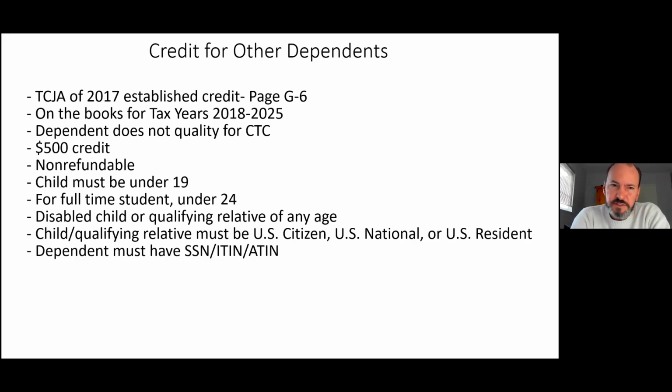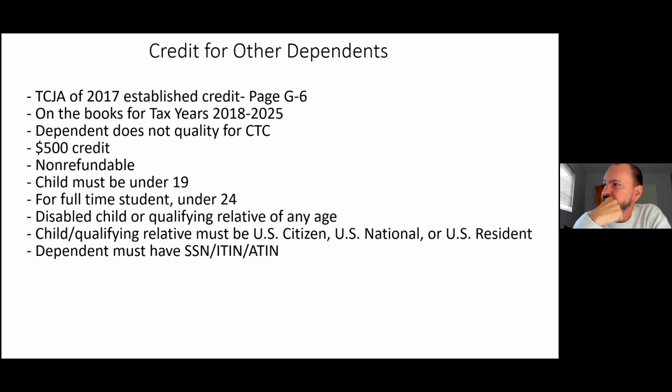You might remember this. This came out with the Tax Cuts and Jobs Act of 2017. And if you go to page Golf 6 in your Publication 4012, you'll see the other dependent. This is at the $500 credit. And on page Golf 6, it talks about this particular credit being available for those who do not qualify for the child tax credit.